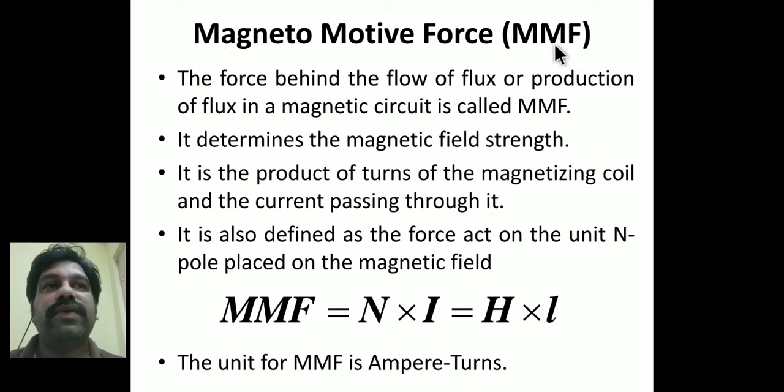Therefore, MMF can be given by one formula, N into I, where N is the number of turns in the coil and I is the current passing through it. MMF can also be defined as the force acting on a unit north pole placed in the magnetic field. Therefore, MMF can also be defined as the product of H into L, where H is the magnetic field strength and L is the length of the magnetic circuit.